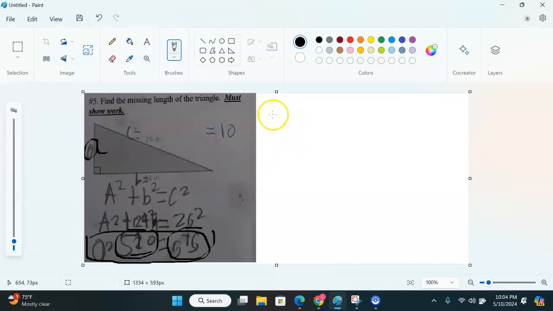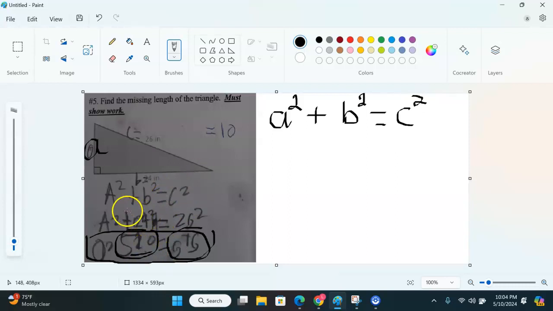So the Pythagorean theorem, remember, we dug that up from your notebook. We gave it to you. It is a squared plus b squared equals c squared. Okay, so I want you to pay attention closely to how I write things out, and compare it to the way you write things, so that you know why I'm not accepting this.